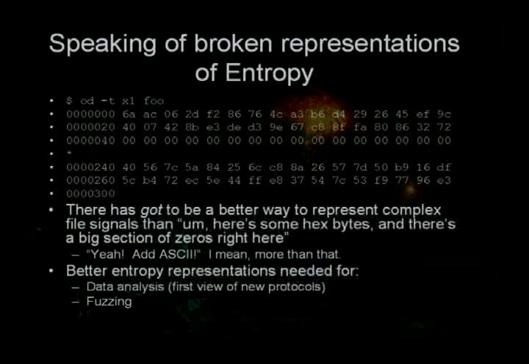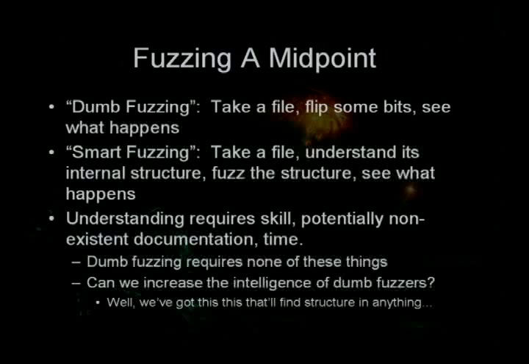We need better ways to look at arbitrary data. For data analysis, for a first view of looking at new protocols. What can I say? I love me some new protocols. And of course, fuzzing. So, what's the deal with fuzzing? We got 2 main kinds of fuzzing out there, right? Dumb fuzzing. Take a file, flip some bits, see what happens. And we got smart fuzzing. Take a file, understand its internal structure, do all this analysis, fuzz in the structure, reconstruct back. Smart fuzzing is awesome. It does horrible, horrible things, but man, it's a pain in the ass to do. Dumb fuzzing misses a lot of stuff because it's just, well, dumb. We've got to find a midpoint.